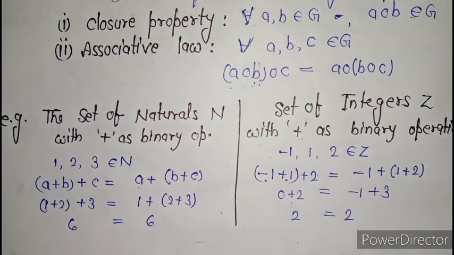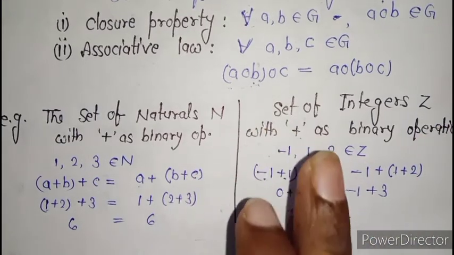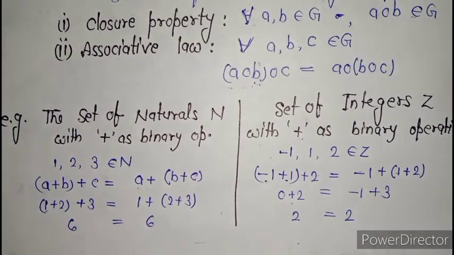So we can say that the set of natural numbers and the set of integers with addition as the binary operation are forming a semi-group. I hope you understand this. In our next video we will discuss monoid and group.